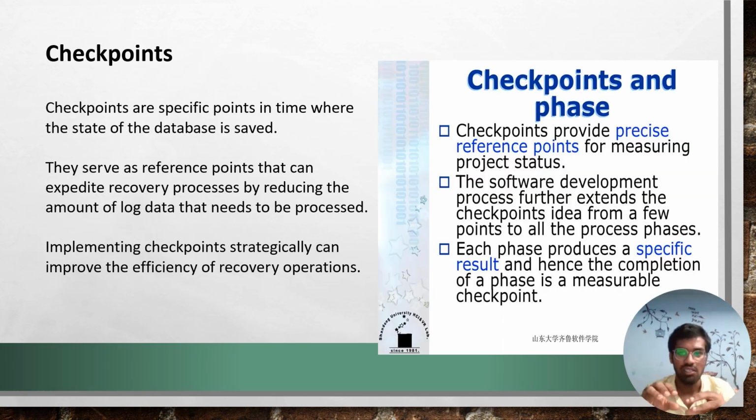After that, checkpoints. What are checkpoints used for? Checkpoints provide precise reference points for measuring project status. In the software development process, they further extend the checkpoint idea from a few points to all processing phases. Each phase produces a specific result, and hence completion of a phase is measurable in checkpoints. These are the main important points. They serve as a reference point that can speed up the recovery process by reducing the amount of log data that needs to be processed, where the information is stored.